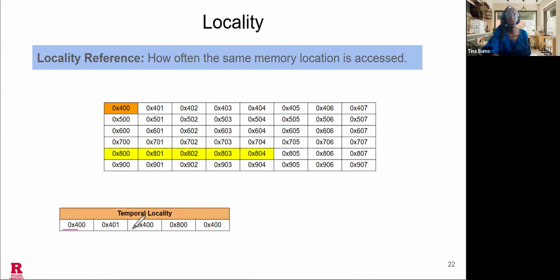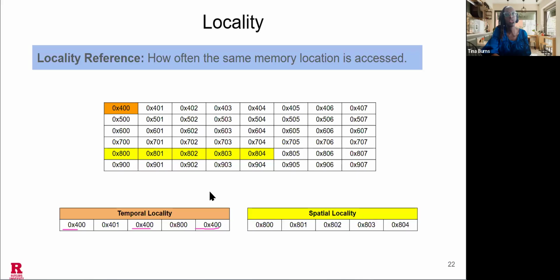So I have it here, I have it here, and I have it here. This is accessed several times in one particular time frame. That's known as temporal locality. Now, there's also something known as spatial locality. Spatial locality says, okay, I've accessed this address, and the next thing I'm going to access is this, this, and this. That means that the addresses that are close to each other are likely to be accessed next.